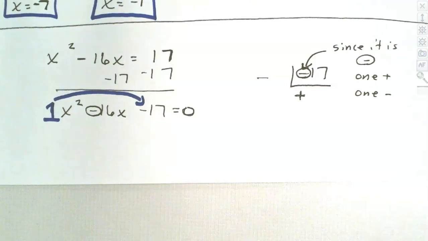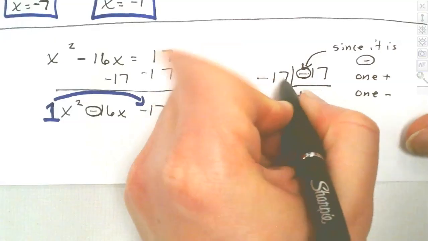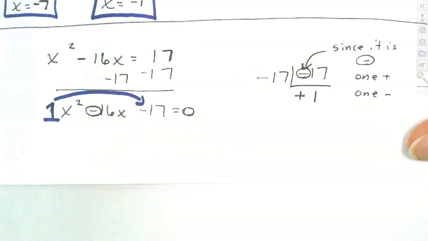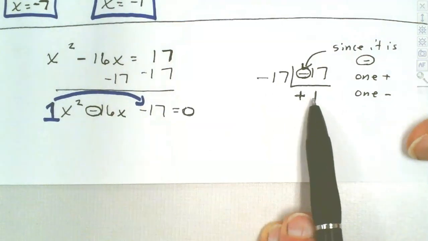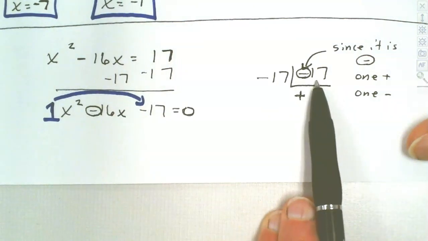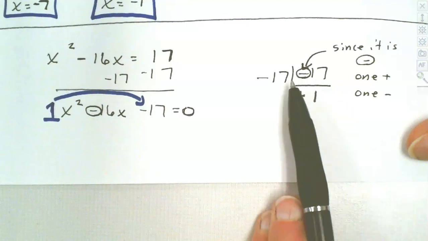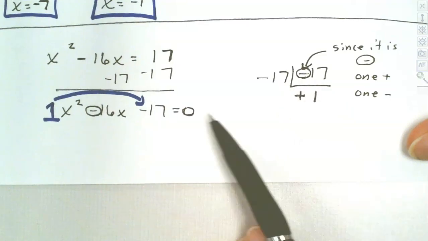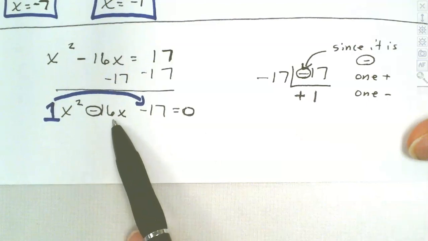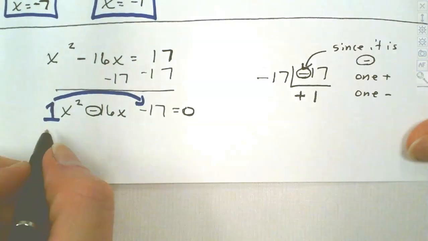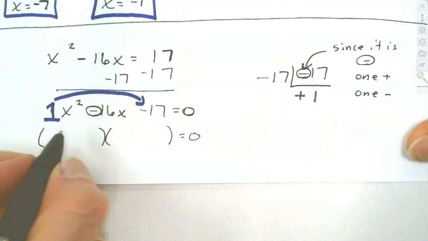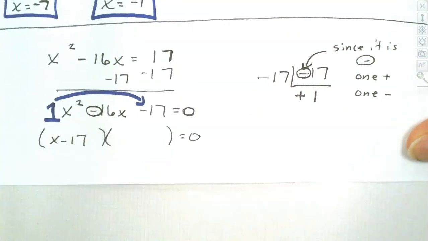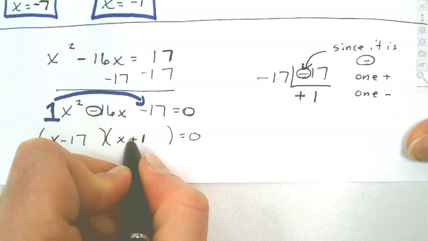What would you use? Negative, yep, negative 17 and a positive what? 1, right? Now, when you multiply a negative 17 times a positive 1, what do you get? Negative 17, right? And minus 17 plus 1, that should give you the negative 16 in the middle. Does that do that for us? Yes, looks like it all matches up. So now we can jump to our factors, which are going to be x minus 17, x plus 1 equals 0.